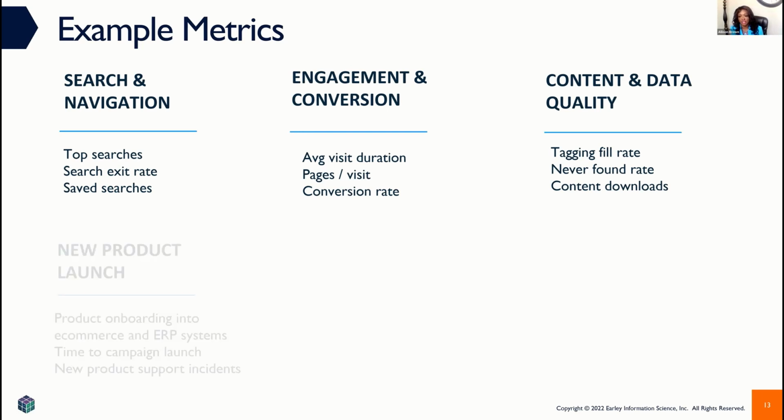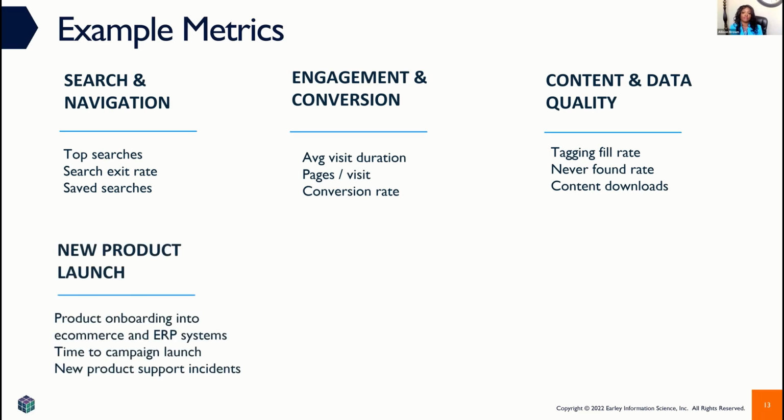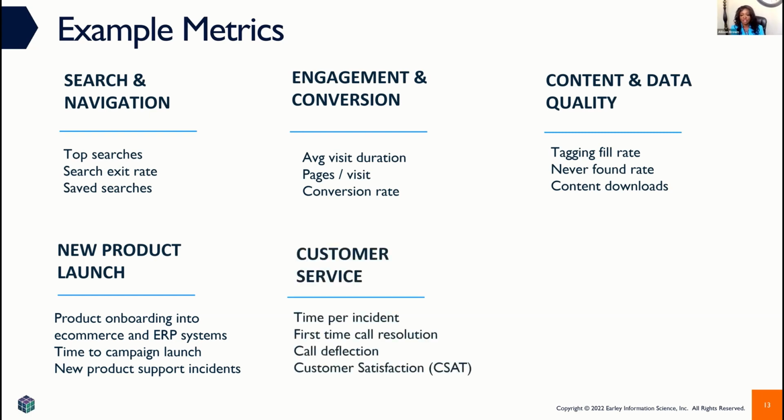Content and data quality, monitoring the number of downloads that you're getting. What are they downloading and what are they finding interesting? Maybe you need more of that on your site and to engage them further. New product launches. This one goes typically across many departments, as does most of the customer journey. Time to launching a campaign could go all the way back to product data, your CRM, lots of different tools involved and lots of different teams involved. So measuring that across from beginning to end is super important.